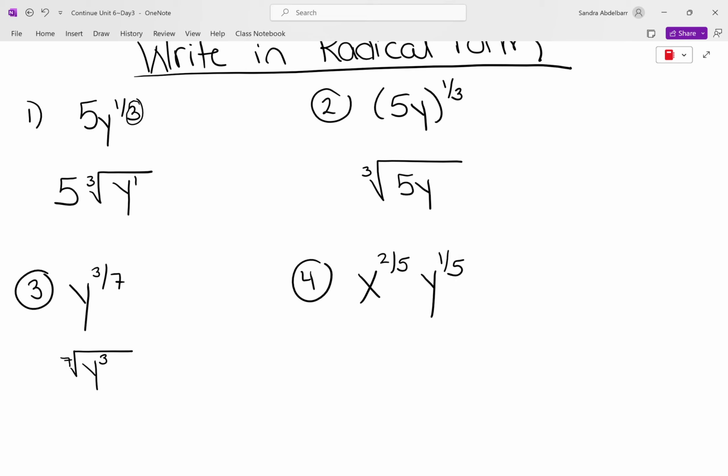Okay, let's say I have x to the 2/5, y to the 1/5. First thing I'm looking at is their denominator. Can somebody tell me, why am I first looking at their denominator? Good, because I have to see if I could put them under the same root. Is their index the same? Yes, so can I put them under the same root? Absolutely. So this is going to be the 5th root of x to the 2nd y.